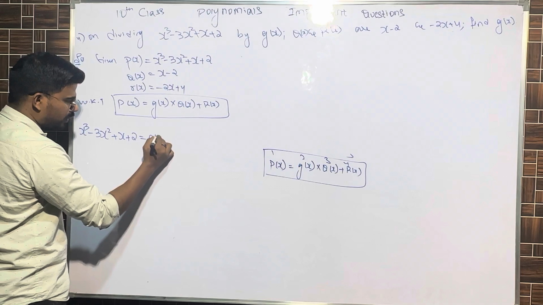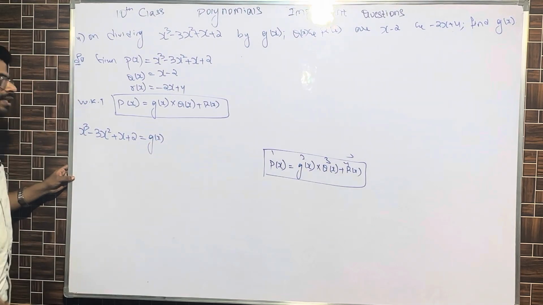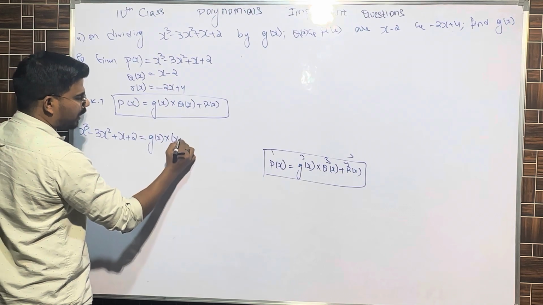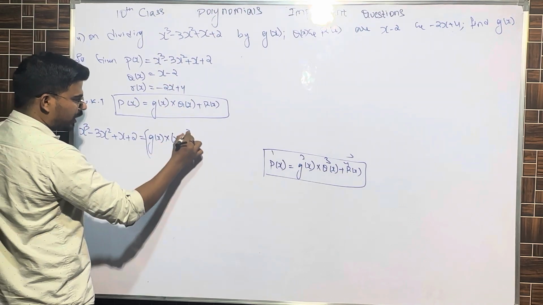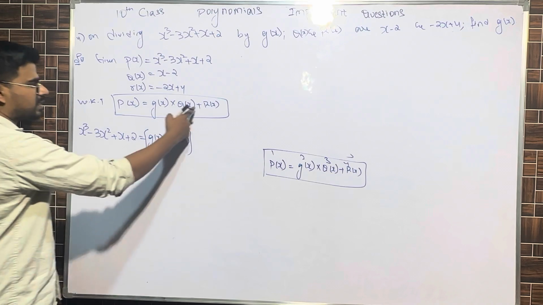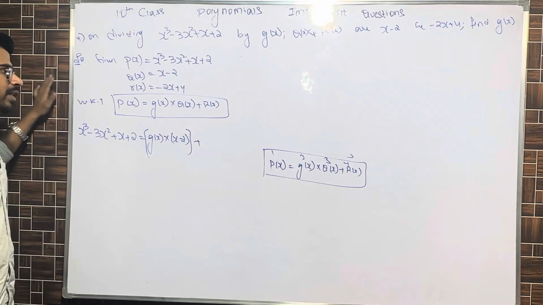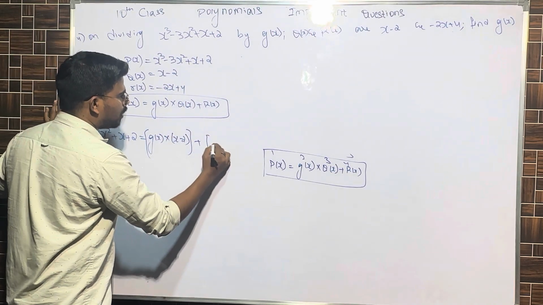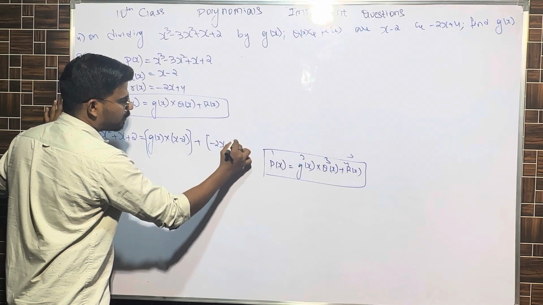You have to find the value of g of x only. Okay, g of x into q of x. What is q of x? x minus 2. These two are in multiplication. Write a bracket. Plus is there. Write plus r of x. What is r of x? Minus 2x plus 4.